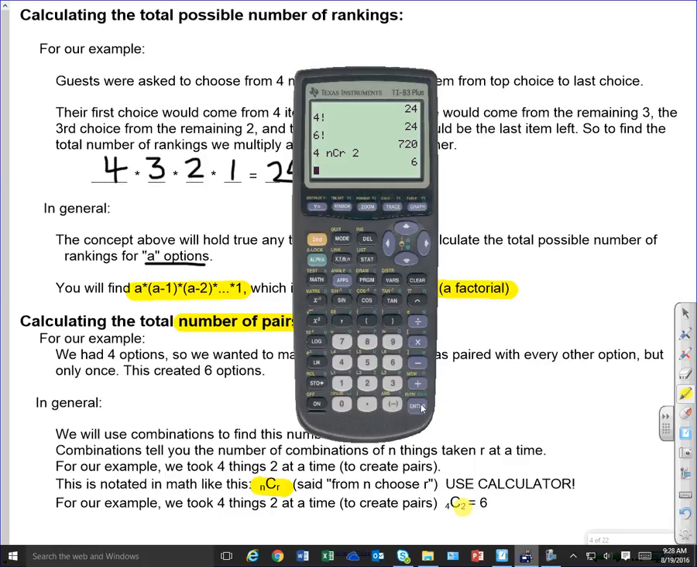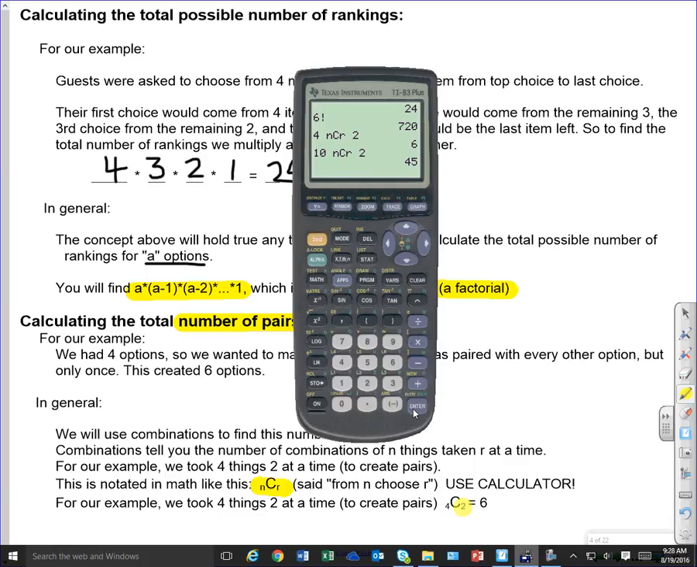All right, so what if I had 10 options and I wanted to know how many pairs I have to make? Let's see what that would come out to. I've got 10 options, I go to math, PRB, and NCR, and I'm choosing them 2 at a time. And I've got 45. So I'm going to have to compare 45 different pairs, which is probably going to take me a long time. So most of these problems, when we're doing pairwise comparison, don't have a whole lot of options, because I don't want you to have to compare a whole lot of pairs when you go through this method.